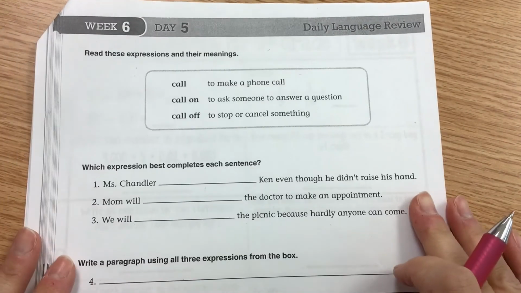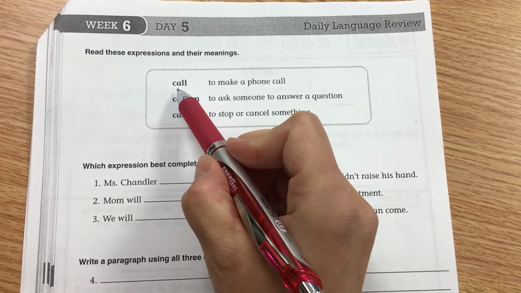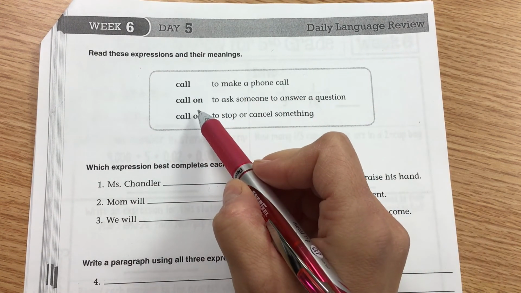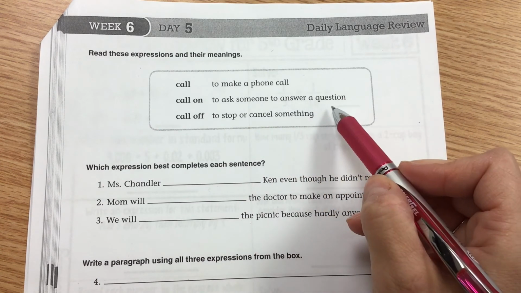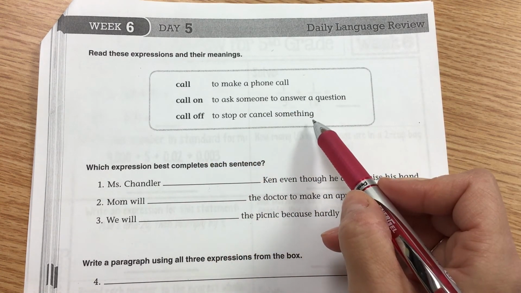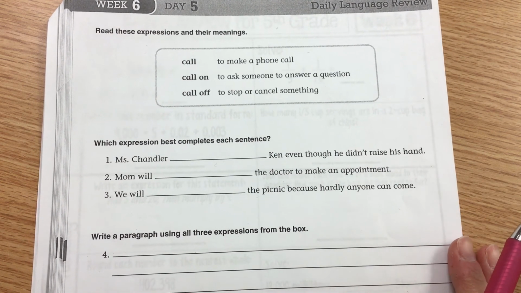All right, moving on. We have the expressions and their meanings. To call is actually to pick up and make a phone call. Call on is like what I do in the classroom. I'm going to ask someone to answer a question. And to call off means to stop or cancel something. So which expression best completes each sentence?